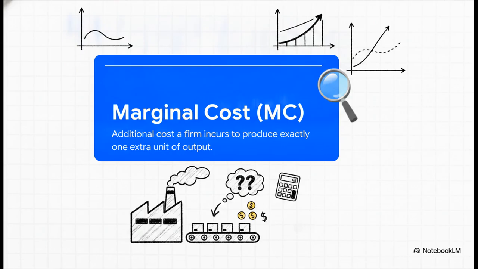Basically, it's the change in total cost that happens when you change output by a single unit. And here's the kicker. Marginal cost is absolutely the most critical metric for Mr. X when he is deciding whether or not to scale up production. He needs to know exactly what that very next unit is going to cost him out of pocket.